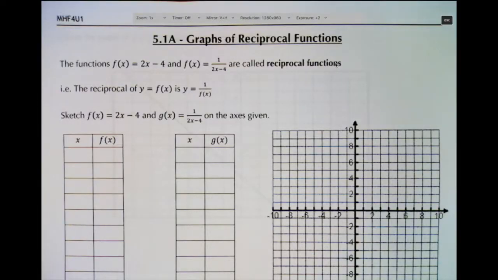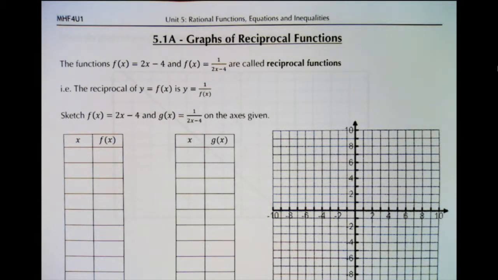Okay, welcome to Unit 5. Unit 5 is about reciprocal and rational functions, but the umbrella term would be rational functions. We'll talk about the difference between reciprocal and rational as we move through the unit. Today we're going to start with reciprocal functions.